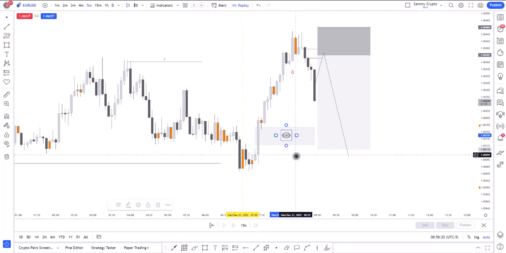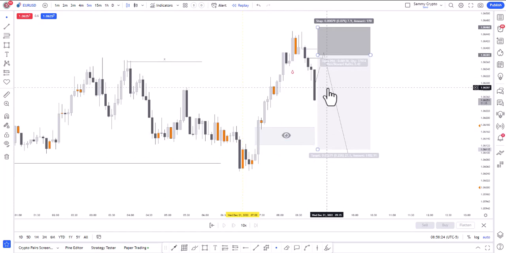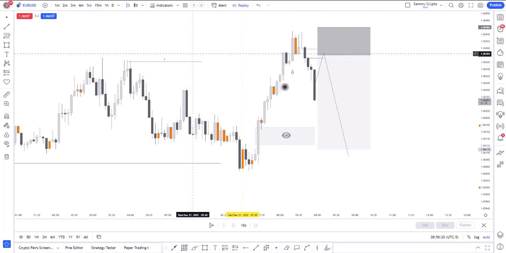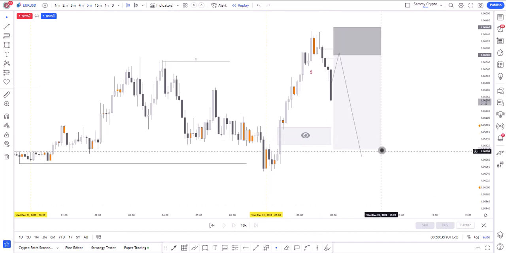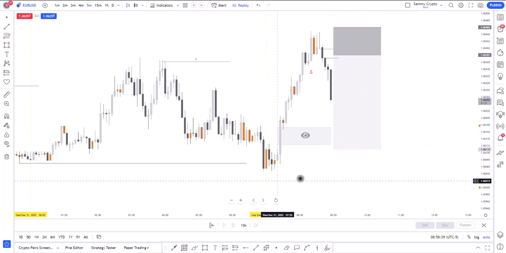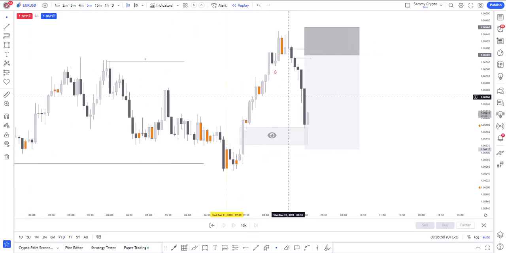And if price should refill this zone without coming to trigger me here, I'm not taking this trade again. Price should do this: come tap here before going back there. Otherwise, I'm not taking this trade again. Okay, so let's wait for it.